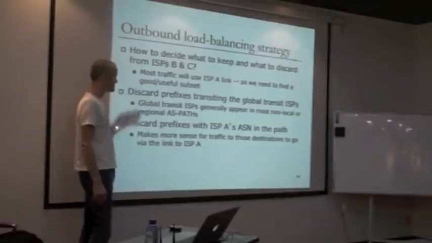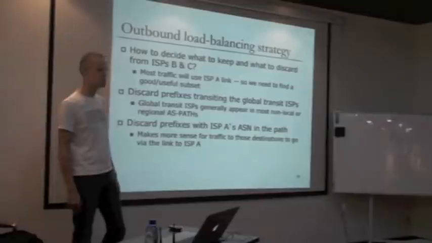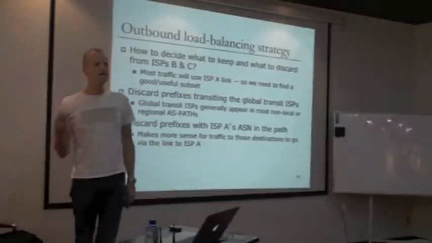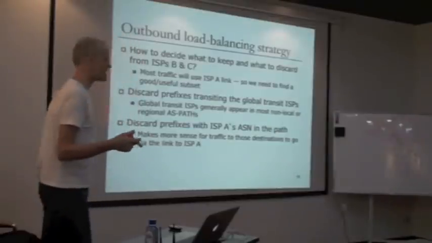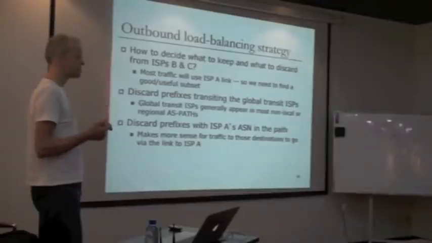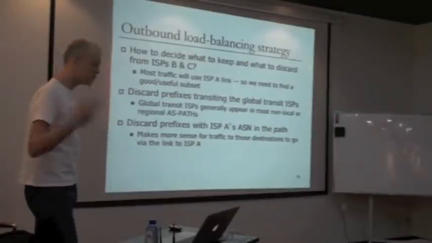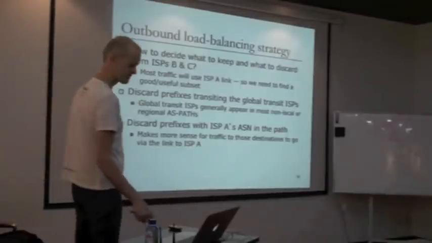Also, we're going to discard prefixes that have ISP-A's ASN in the path. Yes, B and C, you're going to see your other upstream AS in the path as well, more than likely. So it makes more sense for traffic going to ISP-A to go direct link, not through B or C.